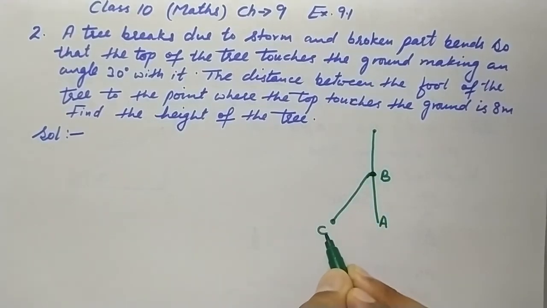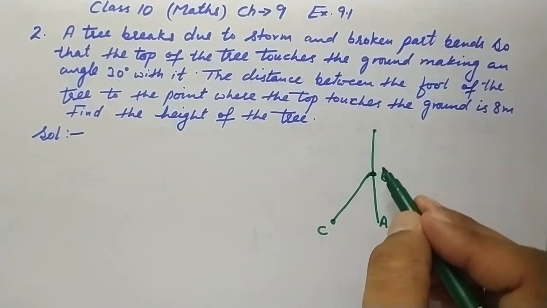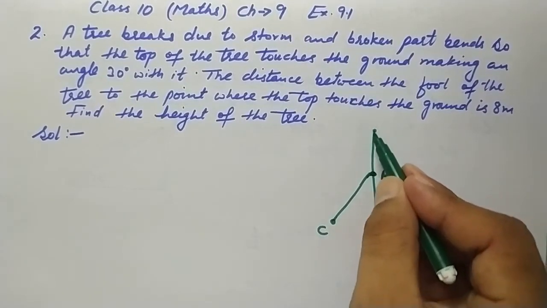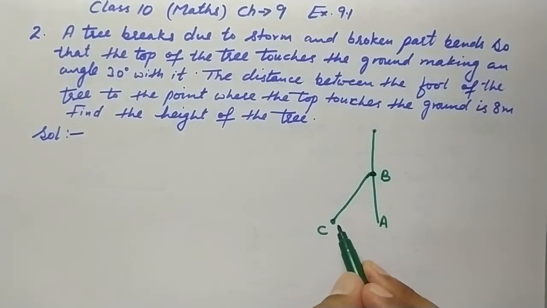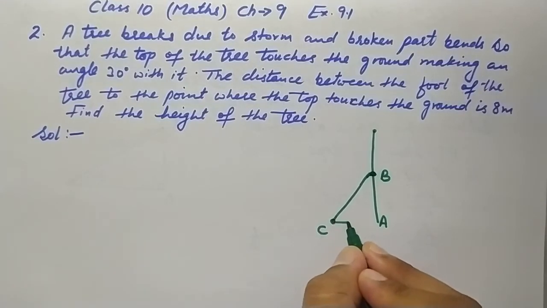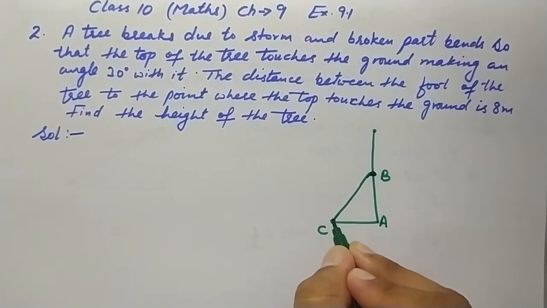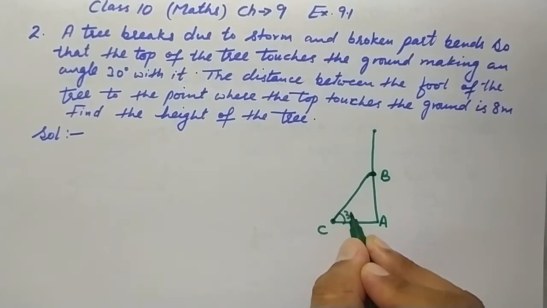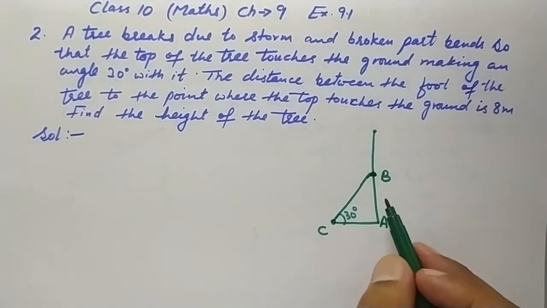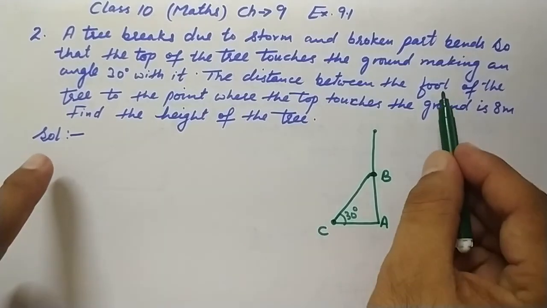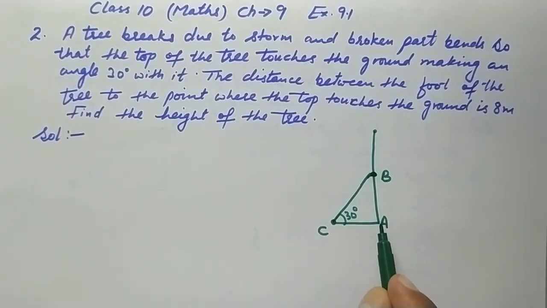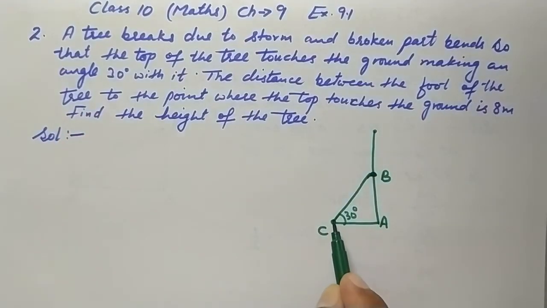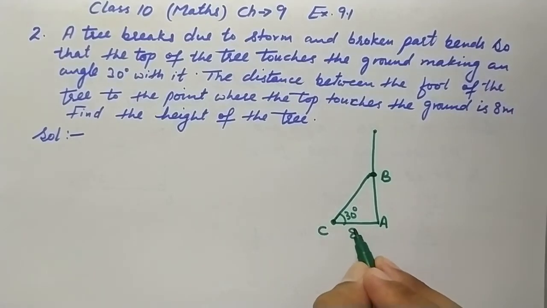This is the top of the tree. Earlier it was here, now it is broken from point B. Now the broken part bends towards BC, and the top is at point C. This top is making an angle of 30 degrees with the ground. The distance between the foot of the tree and the point where the top touches the ground is 8 meters. Here this is the foot of the tree, and the point where the top touches the ground is point C. So this distance is 8 meters, given.